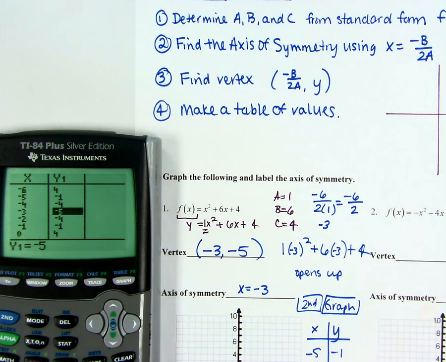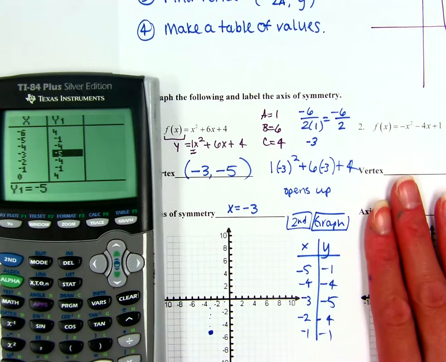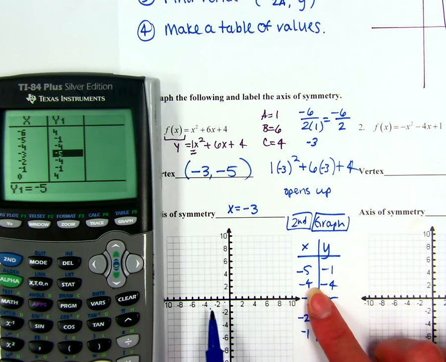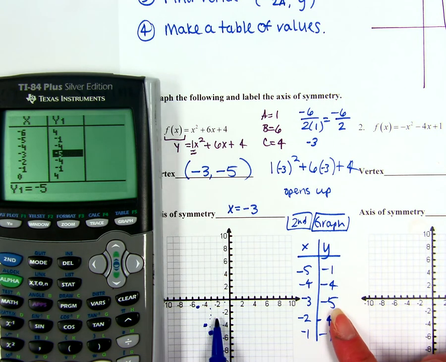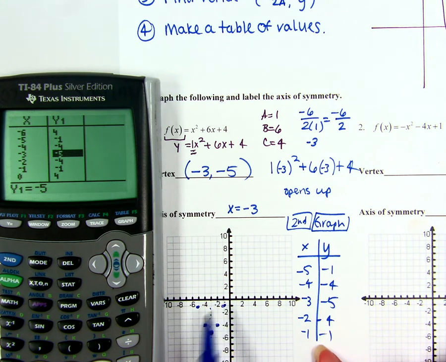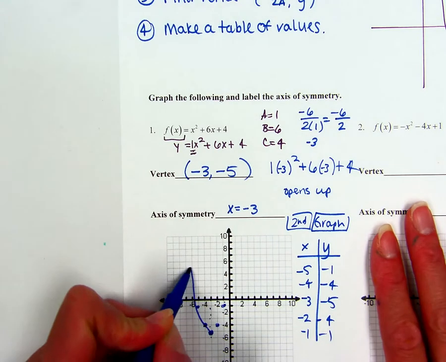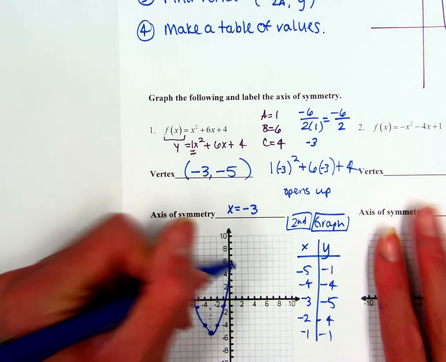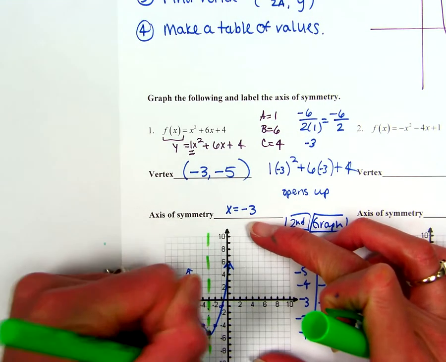All right, so from here I know here's my vertex. And then I'm going to graph negative 4, negative 4, negative 5, negative 1, negative 3, negative 5 we've got, negative 2, negative 4 is here, and negative 1, negative 1. Okay, so my parabola looks like this, and my axis of symmetry is this x equals negative 3.